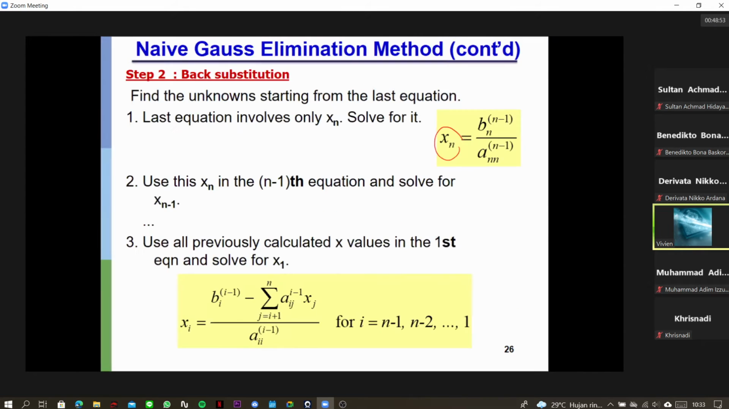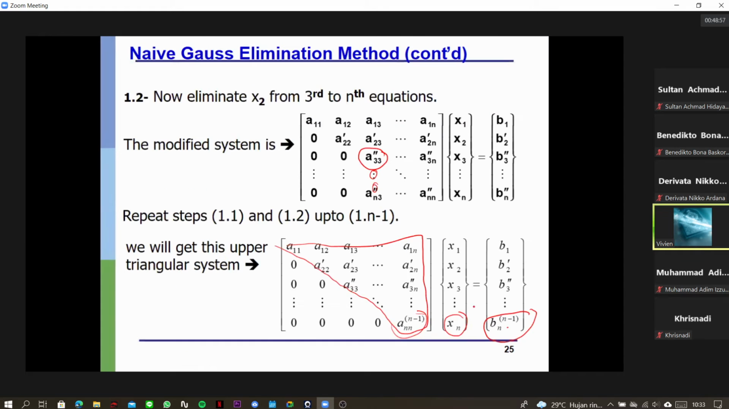Once we have the value of xn, we can return to the previous equation and do backward substitution. So we go into the n minus 1 equation to solve for xn minus 1, and so on up until x1. The last variable that we get from the backward substitution is x1. This is called backward substitution because we get the solution from the last row first and then return to the first row.